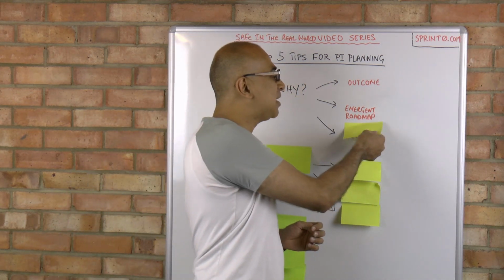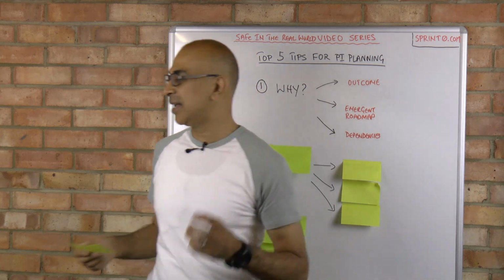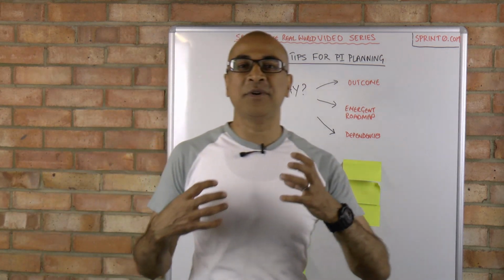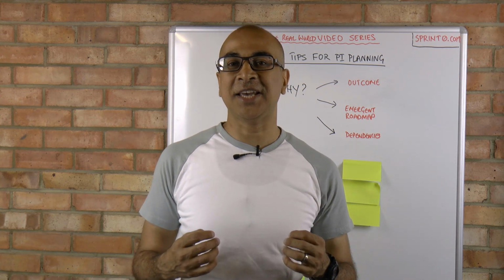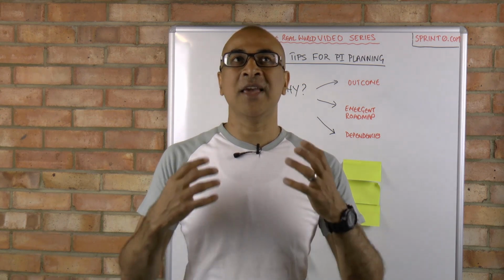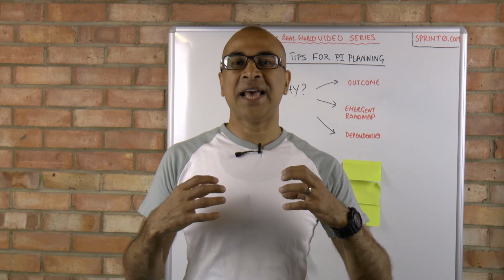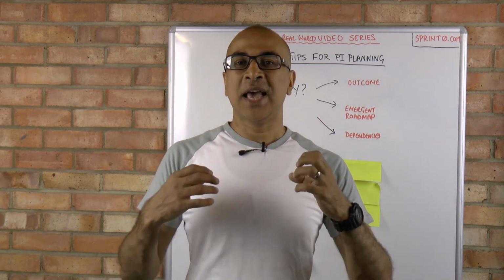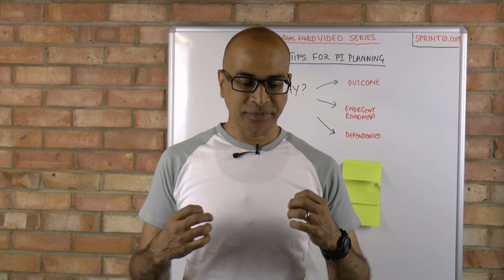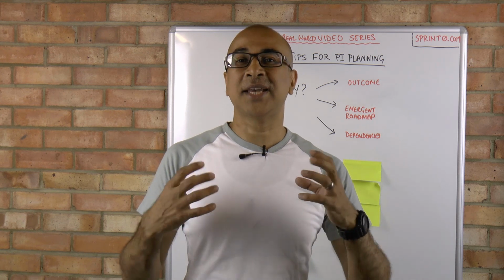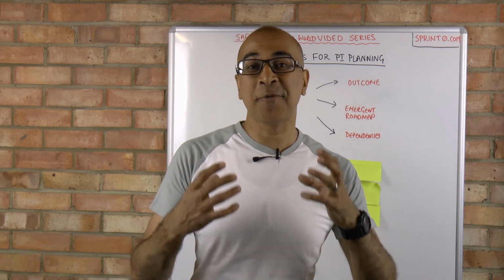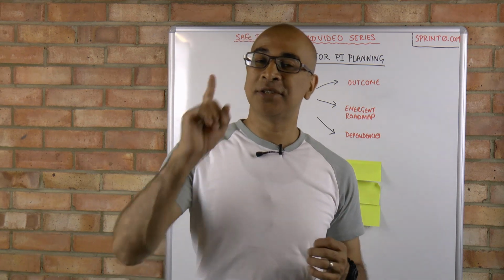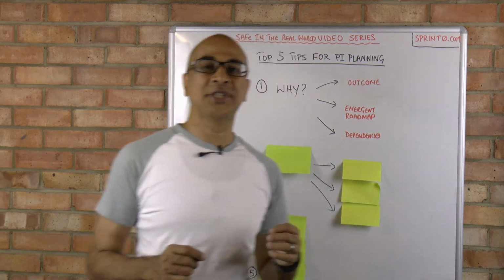And finally, upon clarifying, we need to identify all of the cross-team dependencies and other things that are needed so that we can have a viable and coherent plan that takes into consideration all of the complexities within your organization. So that's tip number 1. Let's move on to tip number 2.